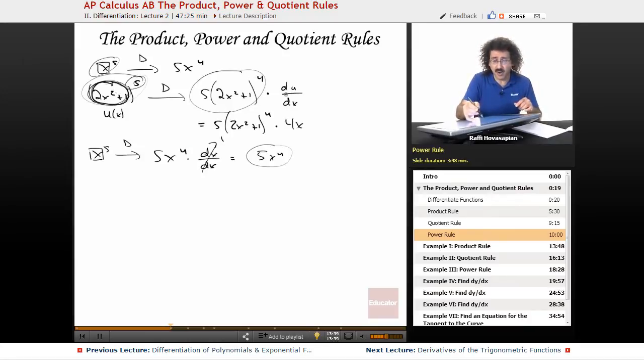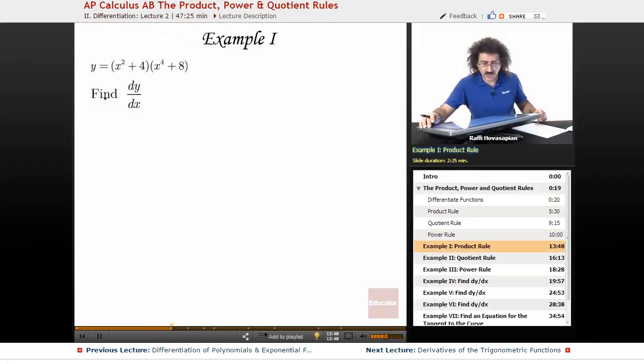You do the power part, and then you just remember to multiply by the derivative of the original function itself. Okay. So let's go ahead and get started with our examples. y equals (x squared plus 4) times (x to the 4th plus 8). Find dy/dx. Okay, so there's a couple of ways that we can do this, and that's what's nice, that now you have multiple paths that you can follow.